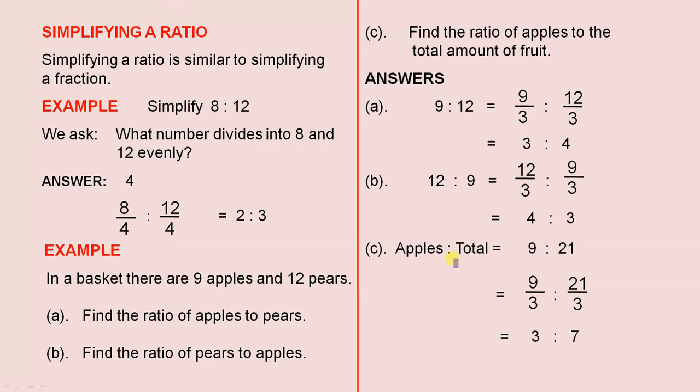The ratio of apples to the total number, that will be 9. The total number, 9 plus 12 is 21. These are purely ratios. So it's 9:21. Divide each by 3 to give us 3:7 in simplest form.